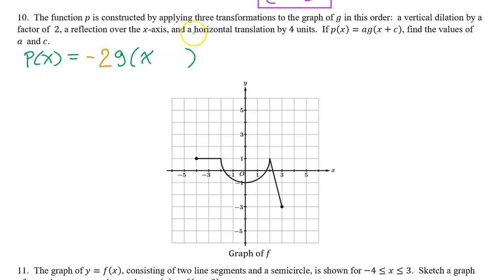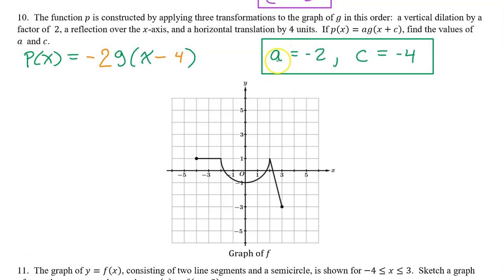And then a horizontal translation by 4 units is going to show up as an addition or a subtraction on the inside. Because these horizontal translations always show up as the opposite of what they appear, then we will have x minus 4 instead of the +4 that we see. So a is -2 and c is -4.